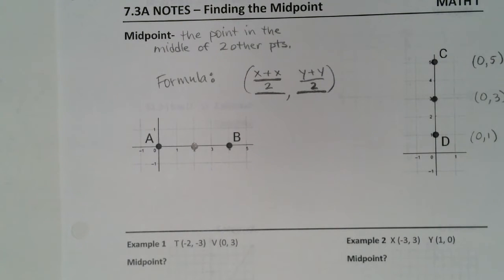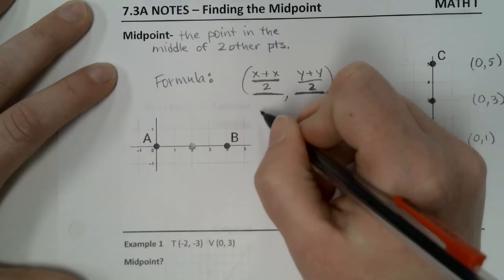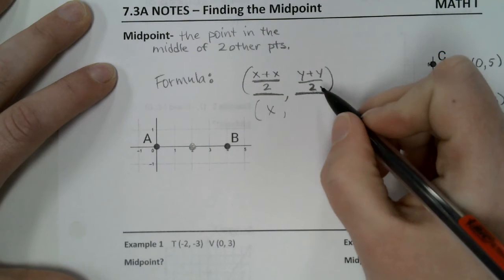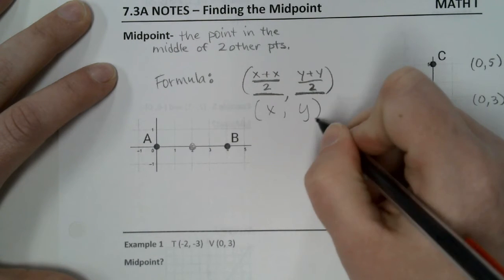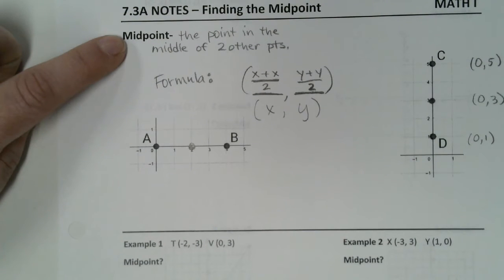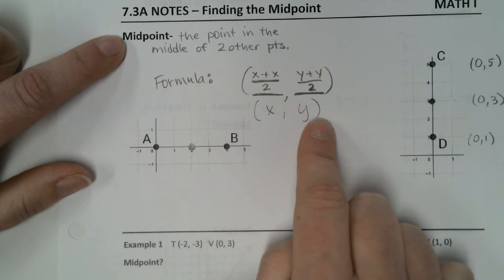Okay, so whenever you add your x's together and divide by 2, that is going to give you your x coordinate. And then whenever you add your y's together and divide by 2, that's going to give you your y coordinate, and then you're going to have a point. So when we're talking about midpoint, it is a point on the graph, meaning it has an x and a y. Okay?